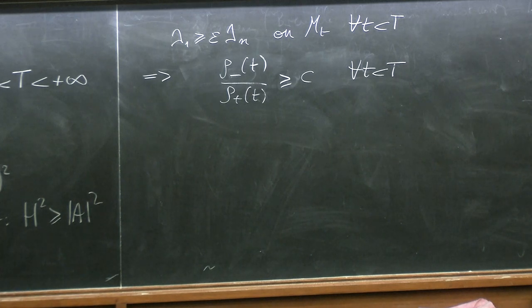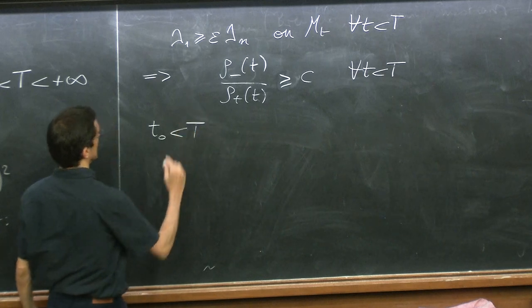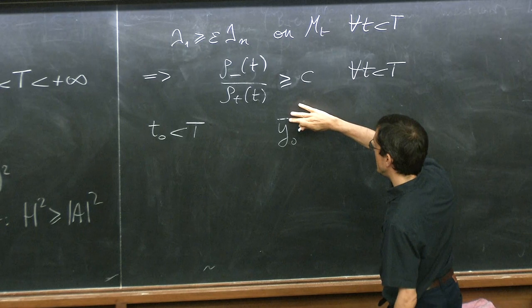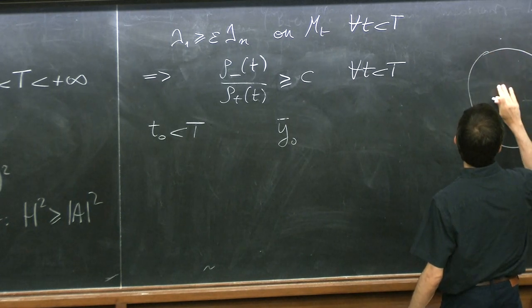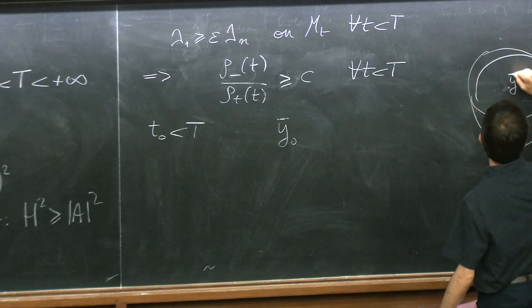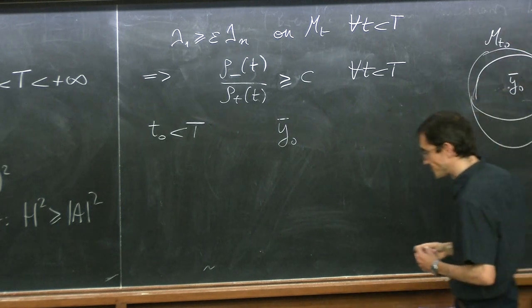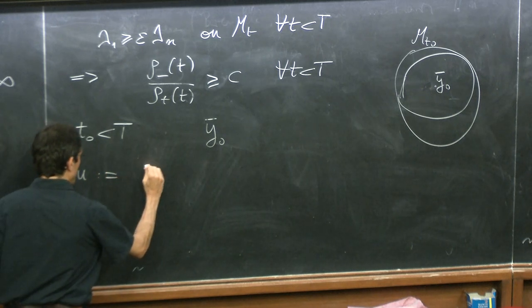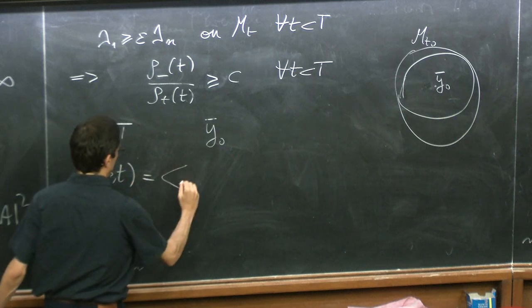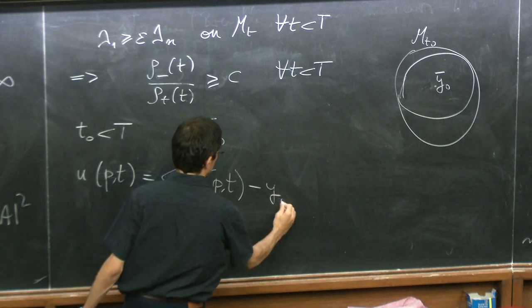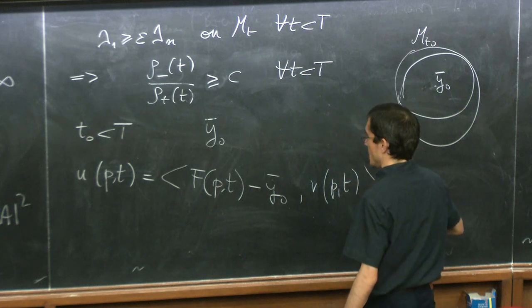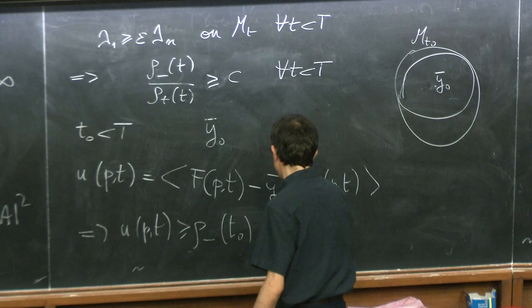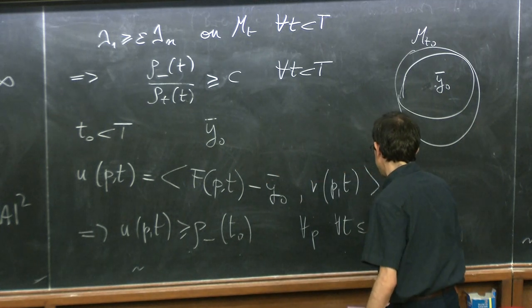We have also seen by convexity that if we fix some T0 less than capital T, and if we call y bar naught the center of the inscribed ball inside M_T0, and if we give a name to this function, if we set u equal to F minus y bar naught times the normal, then u(p,t) is greater than or equal to rho minus of T0 for all p, for all t less than or equal to T0.